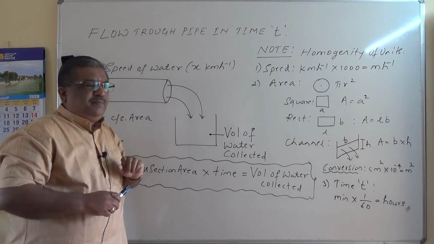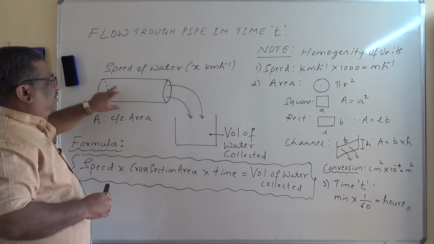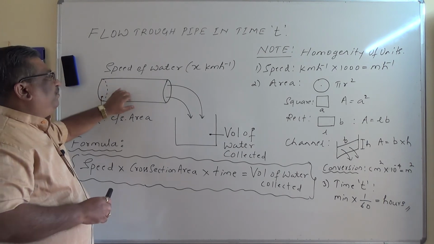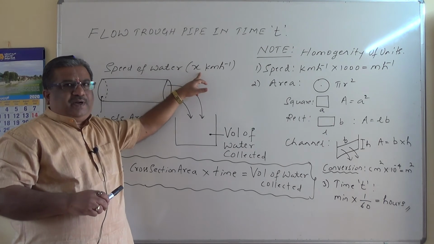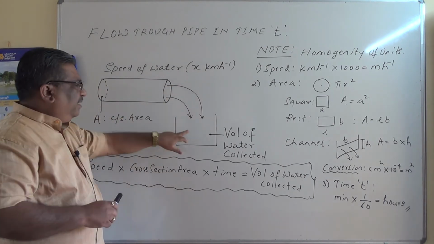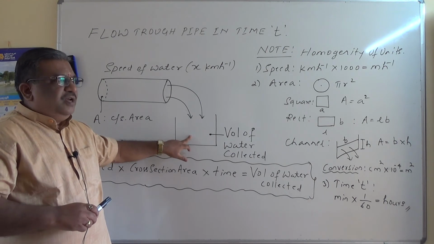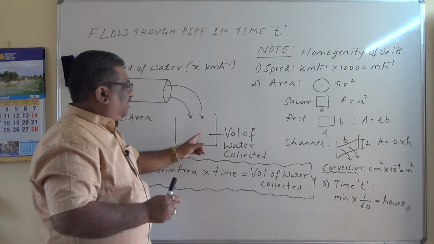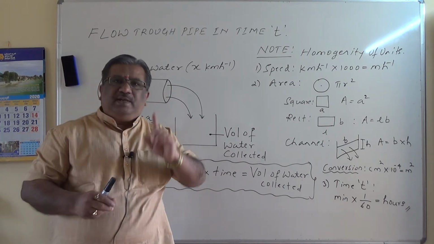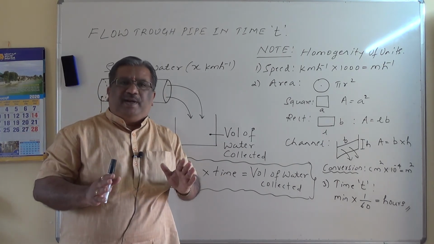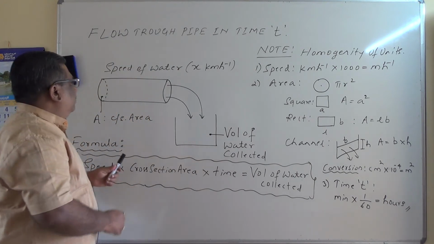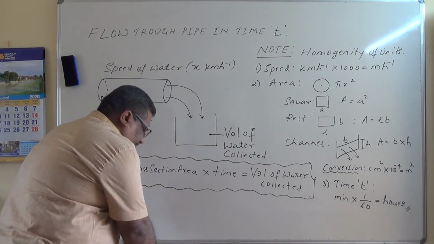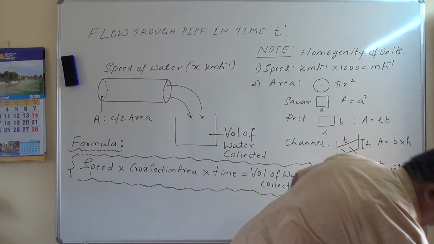That is very important. That means, let me consider a circular pipe over here, and let the water flow through this pipe at a speed of x kilometers per hour. And here there is a collection tank. So in time t, what is the volume that is collected in this collection tank is what I would like to know in the form of a particular formula. So here, just a moment.